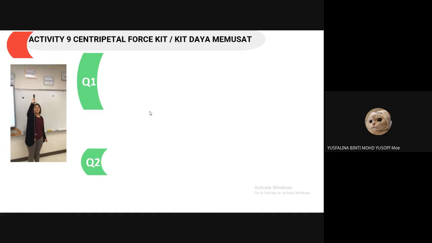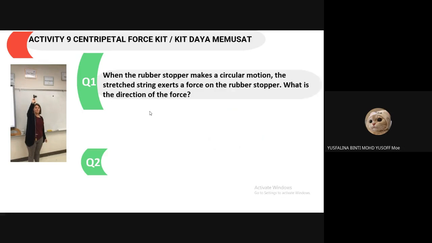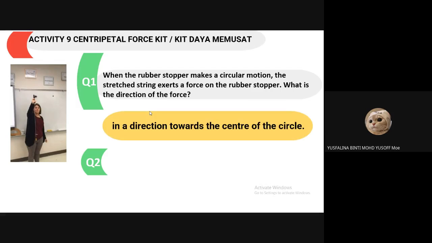See, it rotates. Okay, so question number 1. When the rubber stopper makes a circular motion, the stretched string exerts a force on the rubber stopper. What is the direction of the force? So in the direction towards the center of the circle.